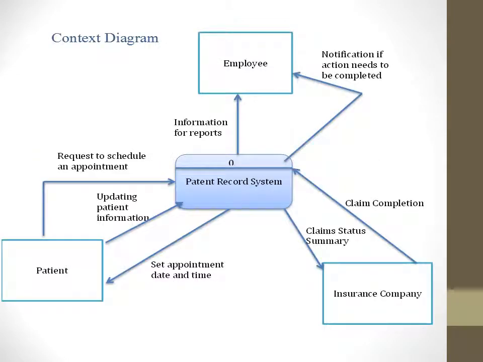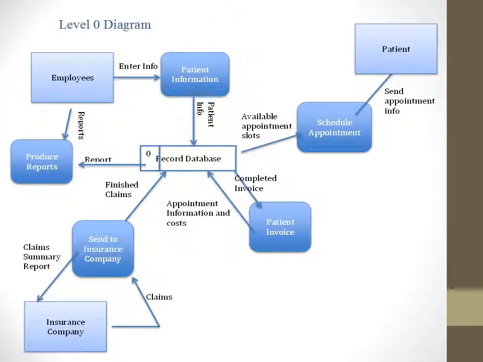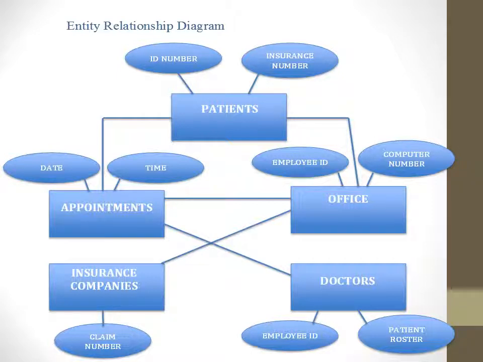So what you see on your screen now is a context diagram that shows the patient record system and the entities attached to it and the processes that go about it and the inflows and outflows from that process. This is a level 0 data flow diagram which shows the record database process and the inputs and outputs from various entities and activities that happen within that process. This diagram here is an entity relationship diagram which shows the various entities involved in the processes for New Century Health Clinic with their unique characteristics and their connections to other entities.